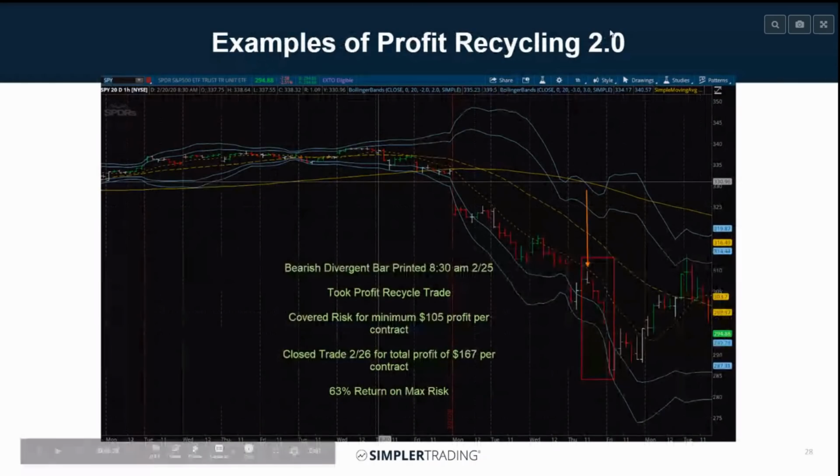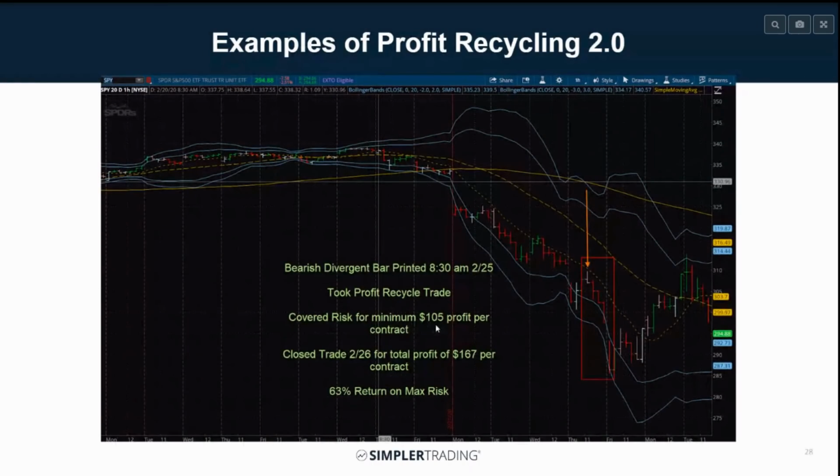So here's an example of that profit recycling 2.0 strategy. This one was also done earlier in the year whenever we had a bit more volatility. So I saw a great signal here, right, for a bearish signal to take a move lower. I was able to instantly, once again, rather quickly using this strategy, cover my risk for a minimum $105 profit per contract. And then I ended up closing it the next day for a total of $167 of profit per contract. So on top of the 105 that was guaranteed, right?